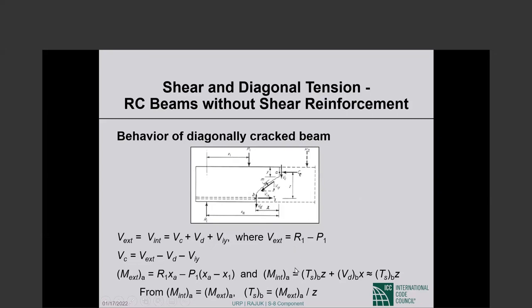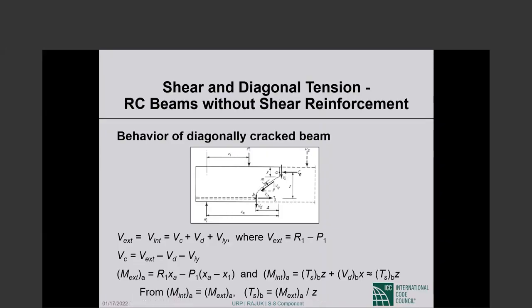Internal moment about point A would be the tensile steel force at section B, that is TSB, times the distance Z, you can call it the lever arm, okay, plus the dowel shear V sub D at B multiplied by this distance X, okay, from the dowel force to the point A. And the dowel shear is typically not big. So that term can be neglected. Then we have internal moment equal to the tension at point B multiplied by the Z. Okay. So if we write M internal is equal to M external, then the tension at point B is M external at point A divided by Z.